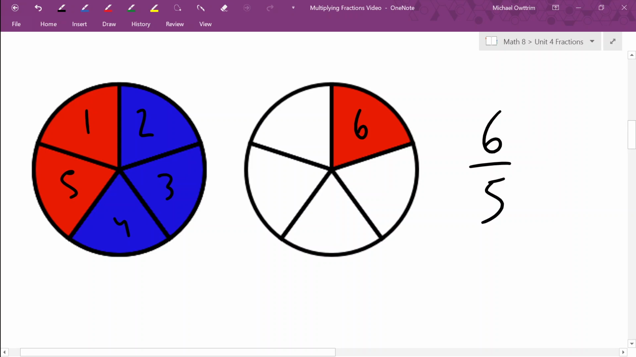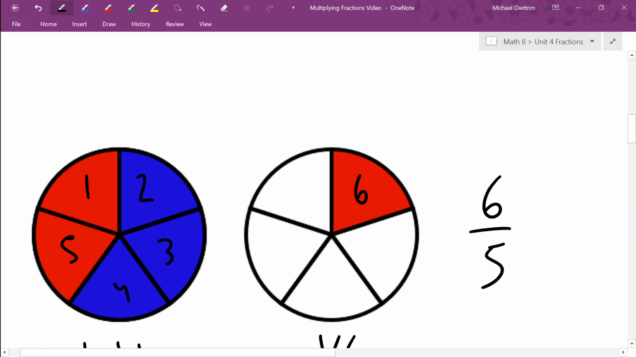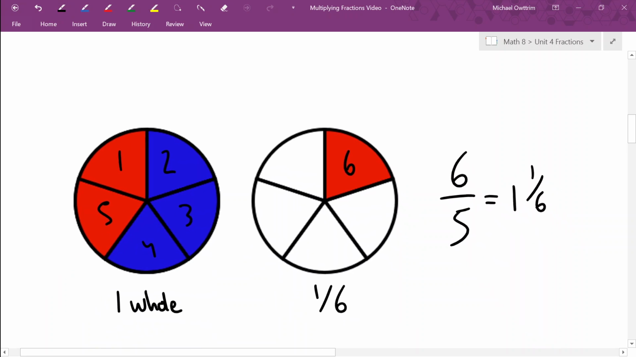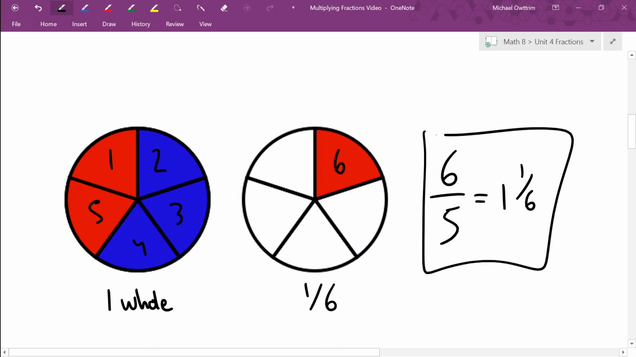Now, of course, just quickly while we're here, let's notice that we could also write that 6/5 as a mixed number. We've got one whole entirely filled in, and an extra 1 out of 5 parts. So we could say that this is 1 1/5 as a mixed number as well. And that's going to be the answer, or the product of our multiplication. Product meaning the answer to a multiplication statement.